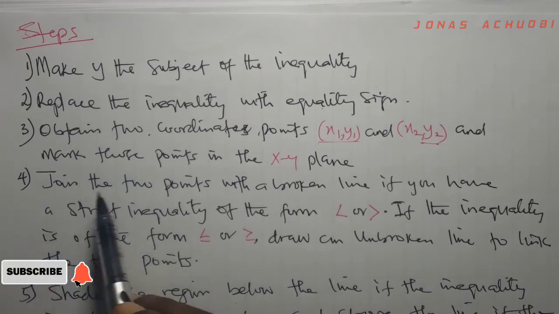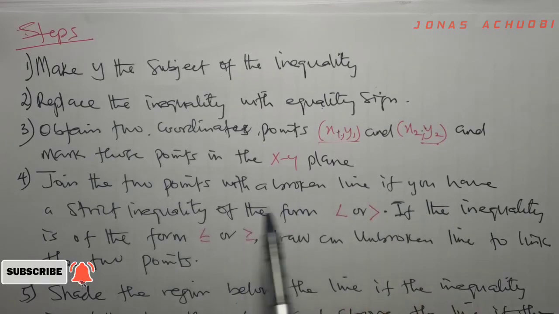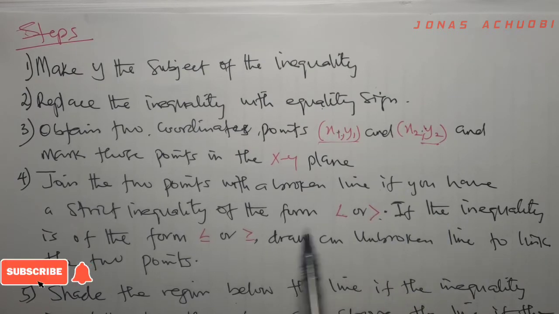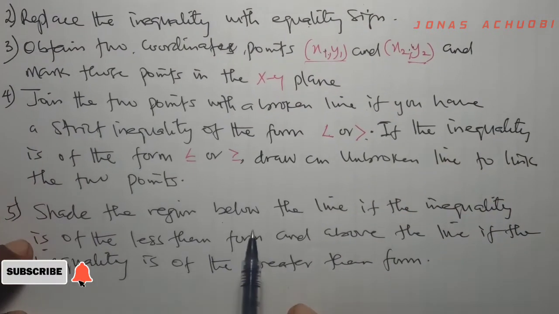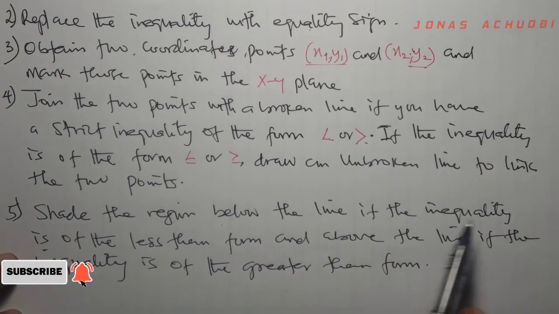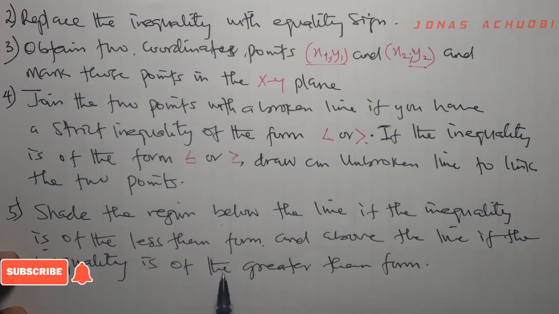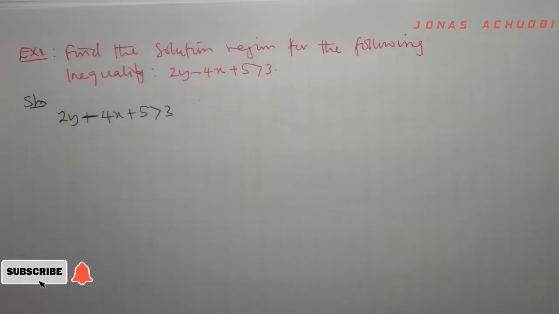Then the next step, we join these 2 points which we've already found from step 3 with a broken line if our inequality is less than or greater than. And if the inequality is less than or equal to or greater than or equal to, we'll draw an unbroken line to link the 2 points. Finally, we shade the region below the line if the inequality is of the less than form, and above the line if the inequality is of the greater than form. We shall take one or two examples to clarify and show how these steps can be put to play.